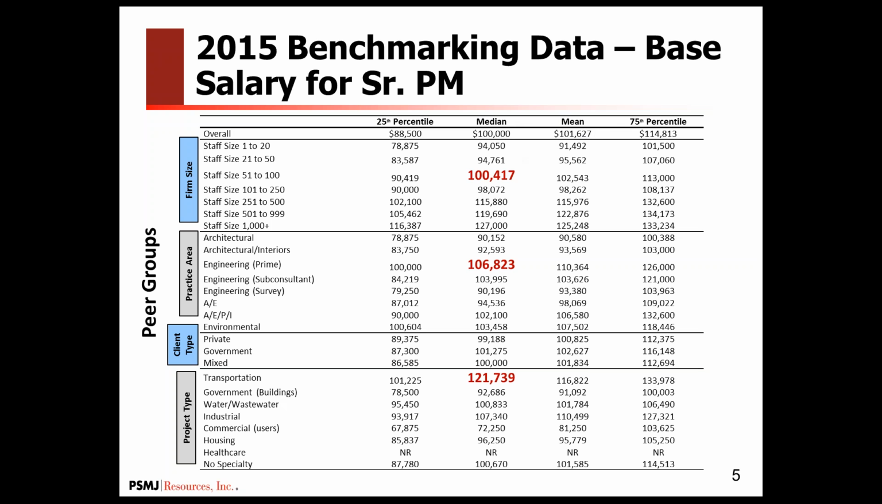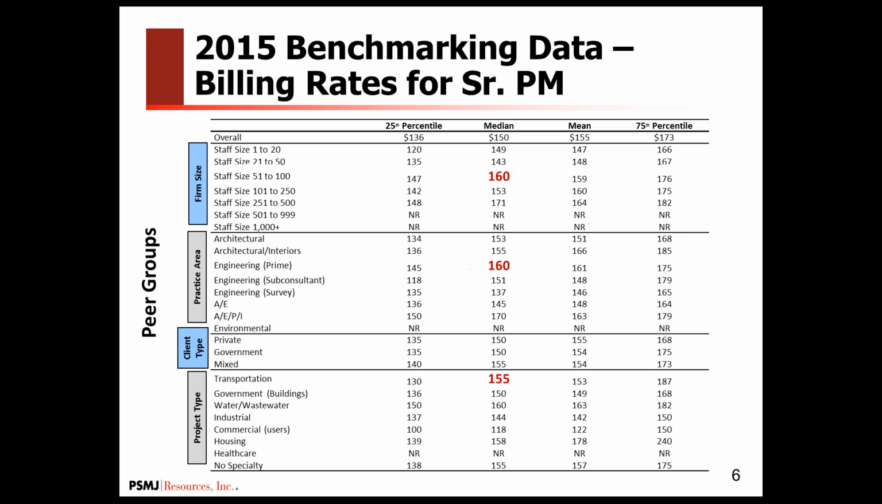So the firm we're going to look at today is 75 people that practices as an engineering prime. So if I want to look at base salary for a senior PM, I'll go to firm size 51 to 100, and we'll notice that the median is $100,417. Engineering prime, it's $106,823. And if I happen to be practicing in transportation, I get a little bump, $121,739.